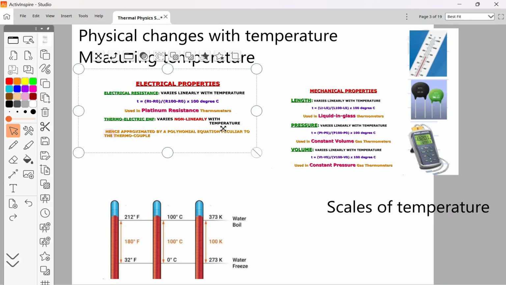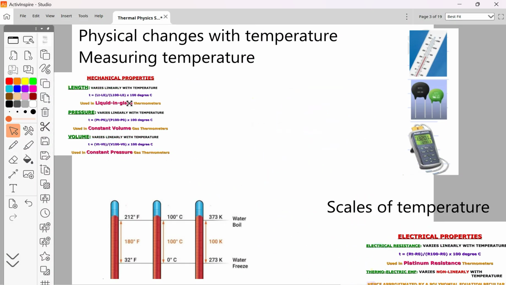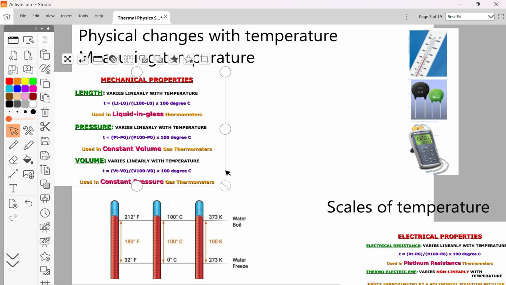It's not always linear as it says there, so then it's harder to make your thermometer because the calibration is getting a little bit harder. But the mechanical properties that we deal with in this chapter, the length and the volume specifically, those are linear changes. And what's nice about that is that you can have then a bottom scale, a top scale, and you can design your thermometer according to that. Pressure could be used in gas thermometers. We don't deal with that so much in this section, but you can still have it as a question. You can still use it as an example.